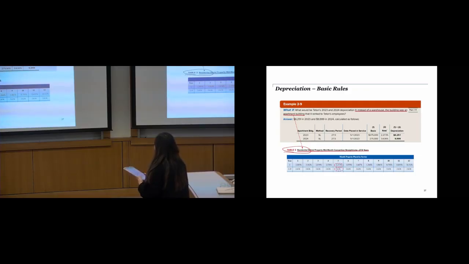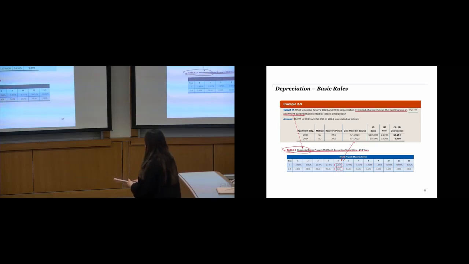So the table shows that we're using the straight line method for the apartments, and the recovery period will be 27.5 years because an apartment is a residential building. And the date of service would be the same. It would be May 1st of 2023, and the basis would be $275,000 for both of them, and the rates would be 2.273% for 2023 and 3.636% for 2024. And if you multiply those, you get the respective numbers.